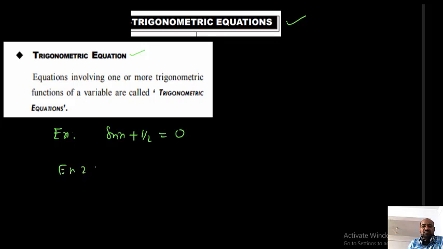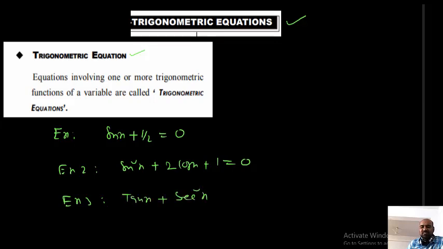Example 2: sin square x plus 2 cos x plus 1 equals 0. This is one trigonometric equation, this is another. In the second equation, two trigonometrical ratios are involved, that is sin and cos. Another example: tan x plus secant square x plus 1 equals 0. This is another trigonometrical equation.